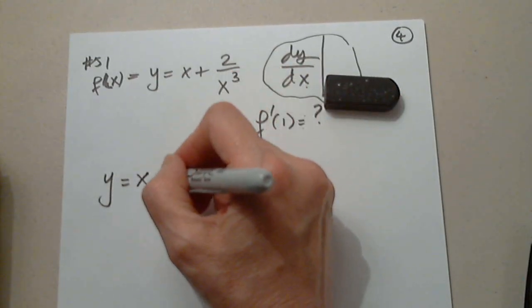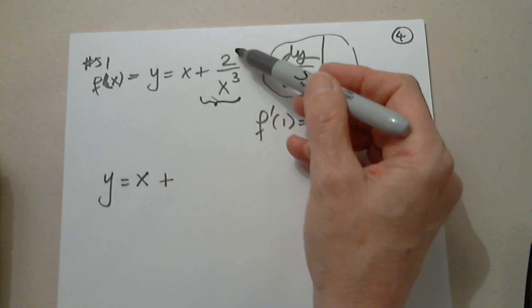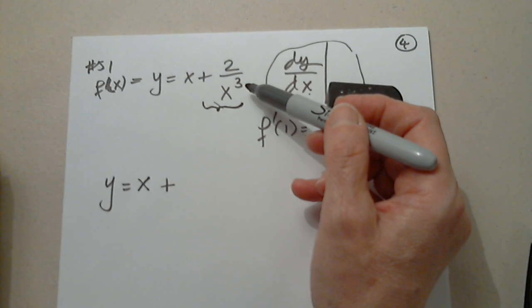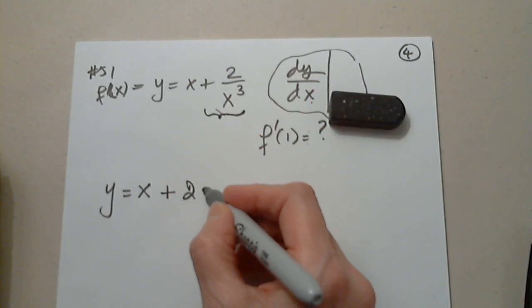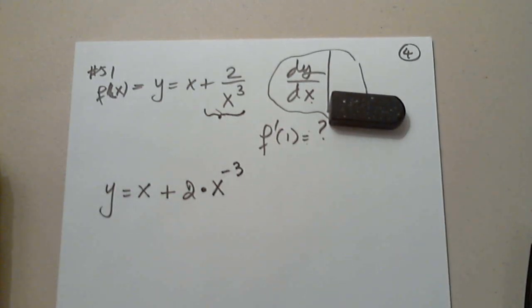But if you remember, we studied exponential rules. Is there another way of writing 2 over x cubed? 2 over x to the negative third power. You mean 2 times x to the negative 3. Awesome. 2 times x to the negative 3. Yes, I completely agree.